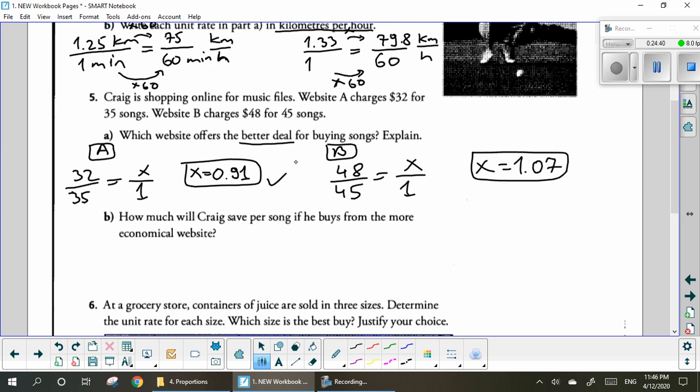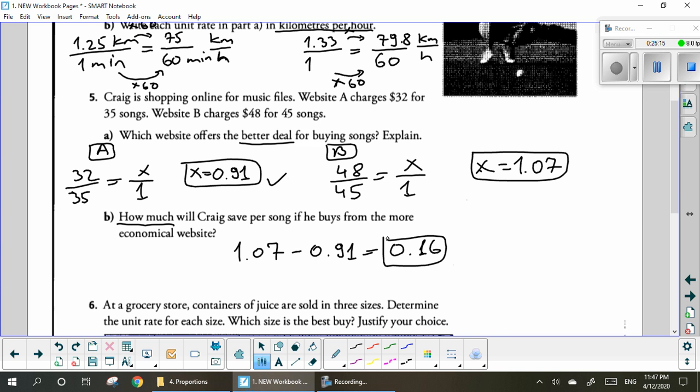How much will Craig save per song if he buys from the more economical website? So we're comparing $1.07 and 91 cents. So we're going to see how much he will save. We're going to subtract $1.07 minus 91 cents, and it is 16 cents. There we go, per song.